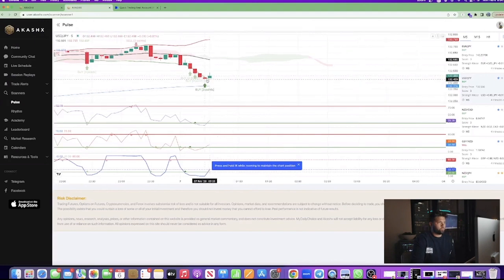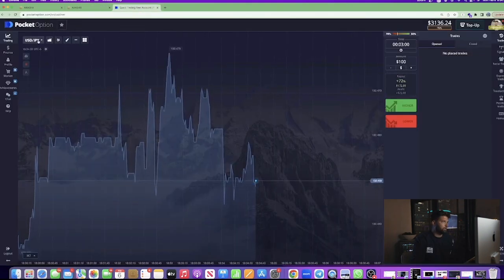But what we would have wanted to do here, guys, and this is actually a winning trade setup, we would have predicted that price was going to go up.